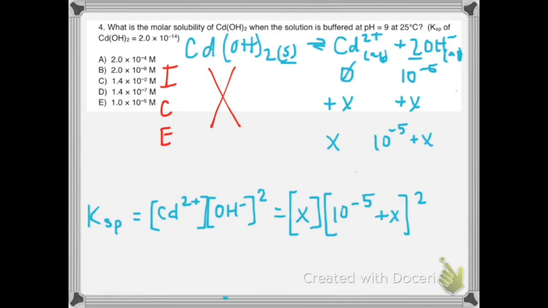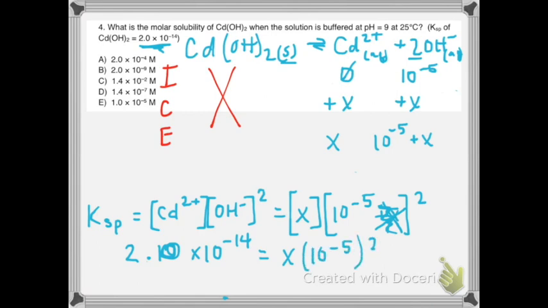But when we do this, we know that we can ignore the x that we're adding because our KSP is so small. It's 10 to the minus 14, so this change will be insignificant. So we can get rid of the plus x and just set up the expression for KSP, which is 2.0 times 10 to the negative 14 is equal to x times 10 to the minus 5 squared.